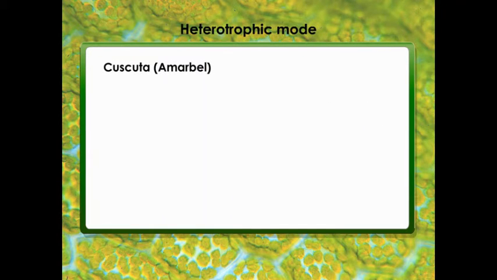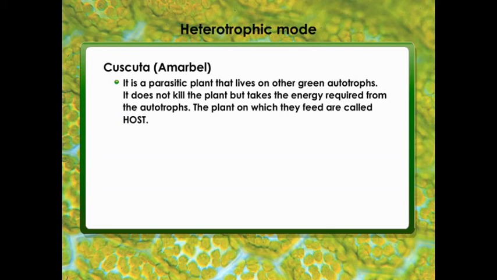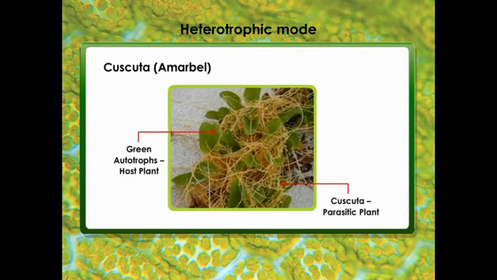Cuscuta, amarbel. It is a parasitic plant that lives on other green autotrophs. It does not kill the plant but takes the energy required from the autotrophs. The plants on which they feed are called the hosts. The parasites live on or inside the body of the host.